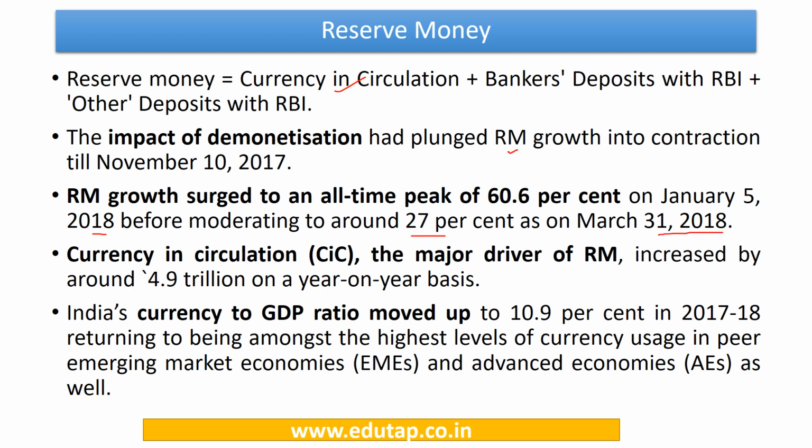Now currency in circulation, which is the major driver of this component, increased by around rupees 4.9 trillion. And India's currency to GDP ratio is a very important indicator. It says that this ratio moved up to 10.9% in 2017-18, and this is among the highest levels of currency usage. So after demonetization, this ratio has again returned to one of the highest levels among the emerging economies as well as the advanced economies in the world.